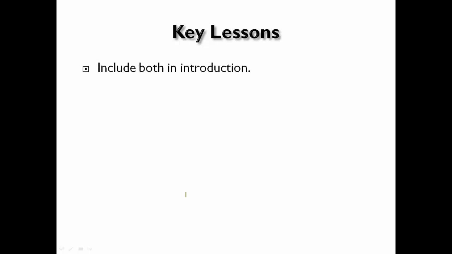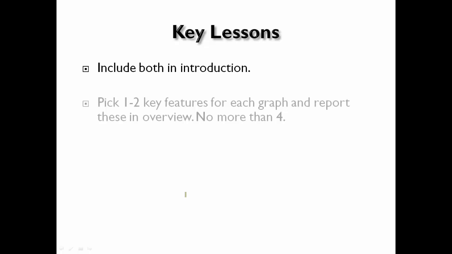Include both in the introduction. Some people try to write one introduction for one graph and another introduction for the other. Don't do that. Just one sentence, and introduce both of them by paraphrasing the question. The question will always introduce both of them. Pick one or two key features for each graph and report these in the overview. You shouldn't have any more than 4. So if you have 2 graphs, just pick 1 or 2 features from each. If you have 3 graphs, maybe just pick 1 feature from the 3 graphs. But the rule is no more than 4. Never have more than 4 key features in your overview.